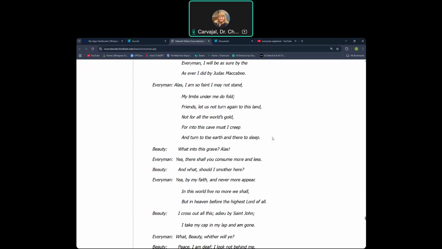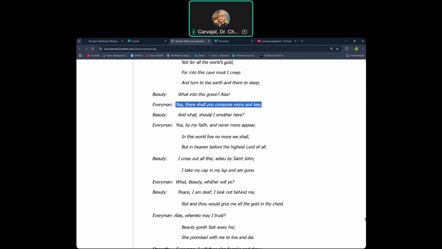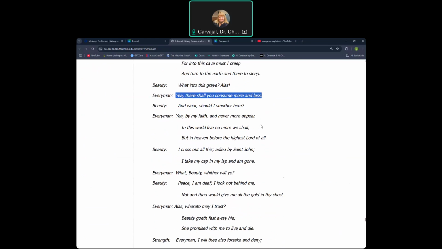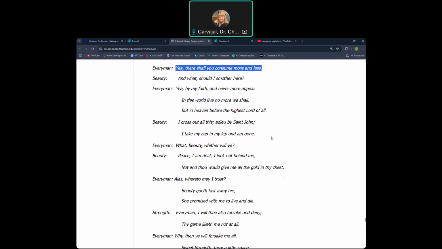But at that point, he goes, no, I need to go in there. And he points down to the grave. "Into this grave must I creep and turn to the earth and there to sleep." And she goes, "What? Into that grave?" This is Beauty. "Alas." And then Everyman says, "Yeah, there shall you consume more and less." And she goes, "But what? Should I smother here?" And he goes, "It's okay, but in this world live no more we shall, but in heaven before the highest Lord of all." And she goes, "No. Adieu by St. John, I take my cap in my lap and I am gone."